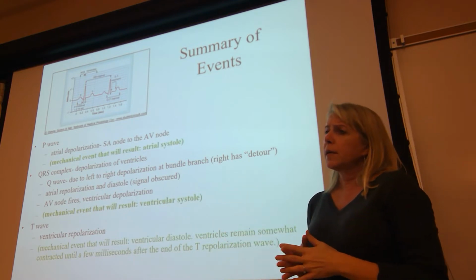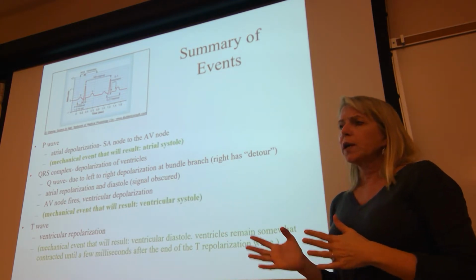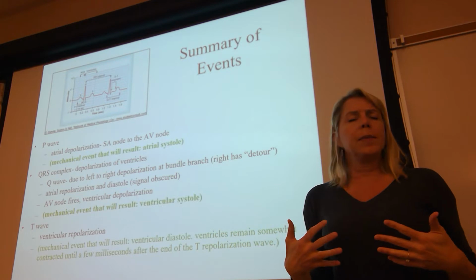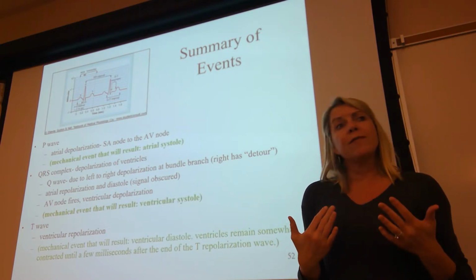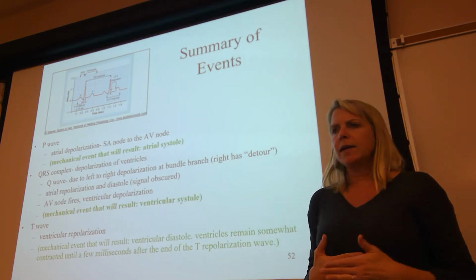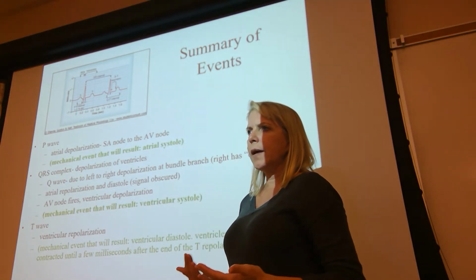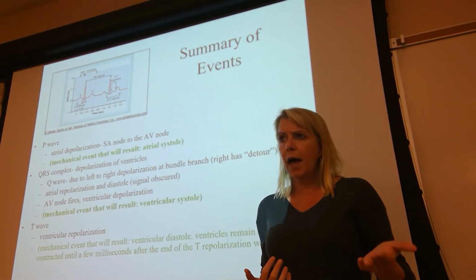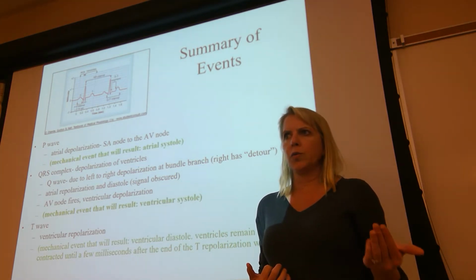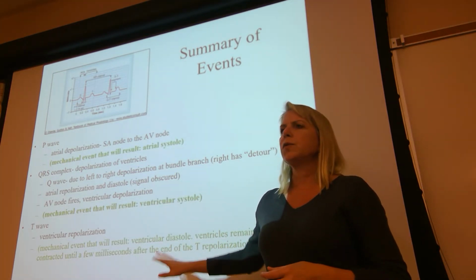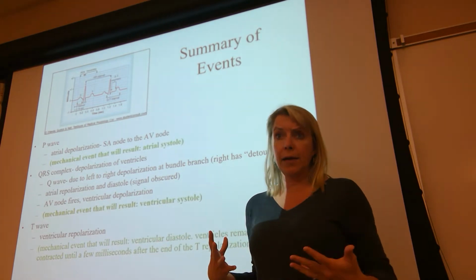The T wave is the electrical event for ventricular repolarization. What will happen as a result of that? We forget that relaxation is a mechanical event. In order to get relaxation, we must still have an electrical event called repolarization. So the ventricles will relax.